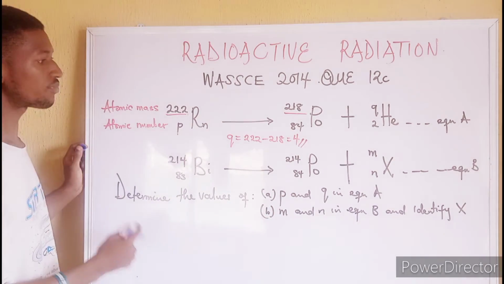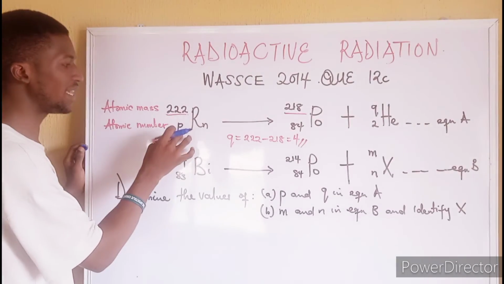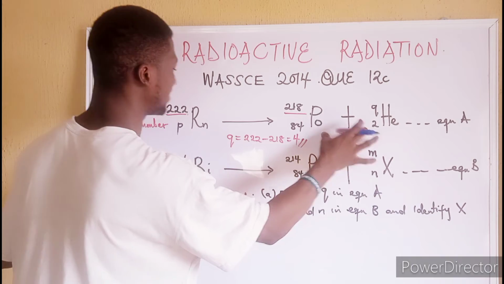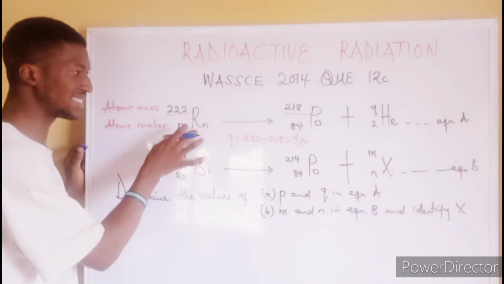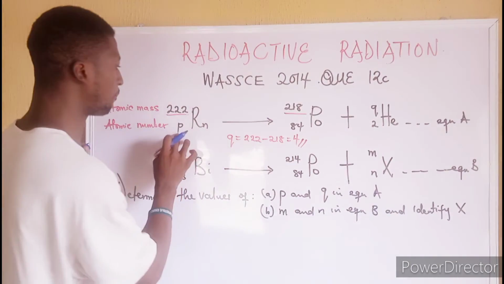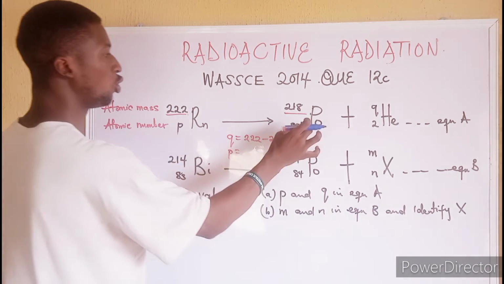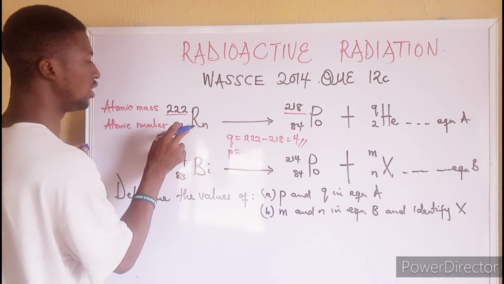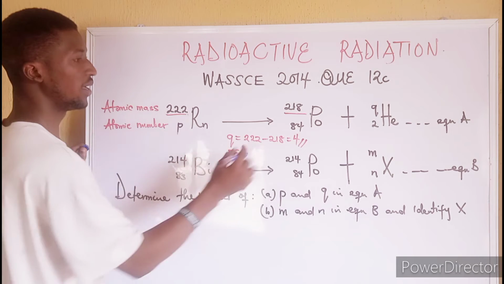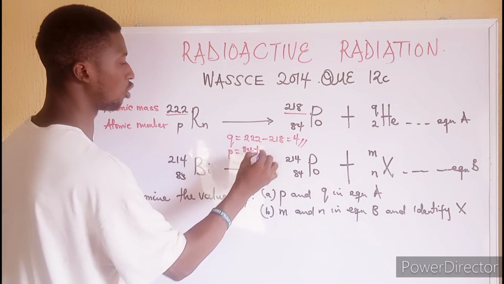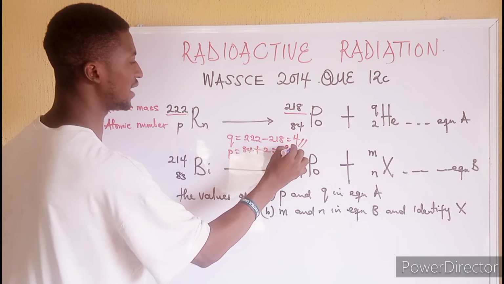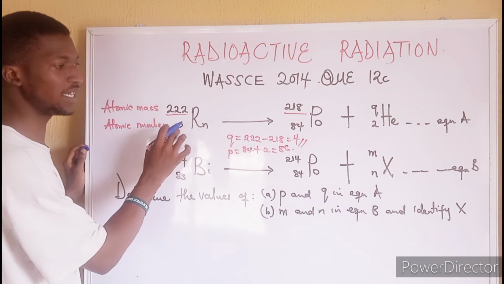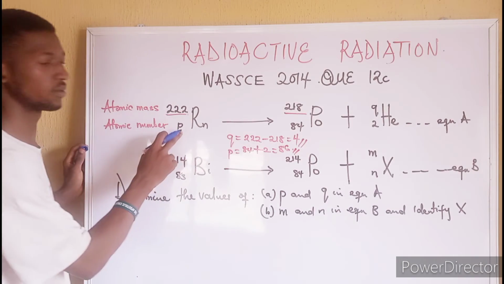We are done with that. For P now, in order to determine P, I've said that whatever you have on the right hand side must be equal to what you have on the left hand side. So to get P, when you add these two together, it must be equal to what you have as your P, and that is 84 plus 2. 84 plus 2 gives us 86. So the value of P here is also 86.